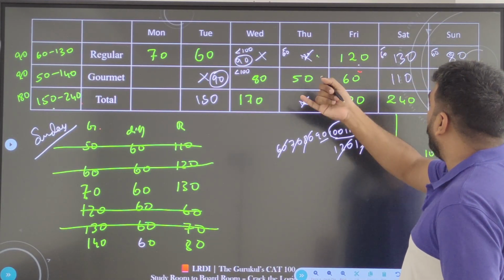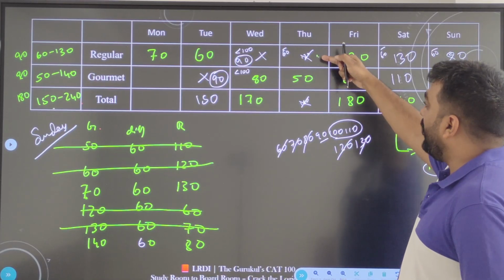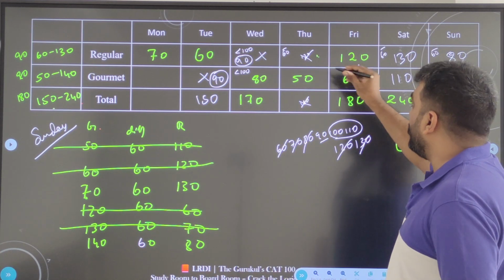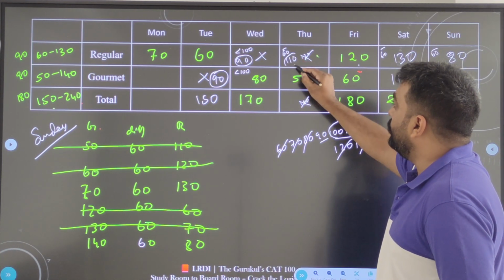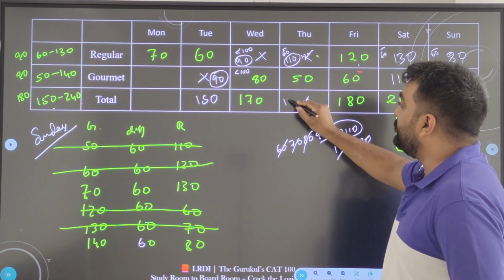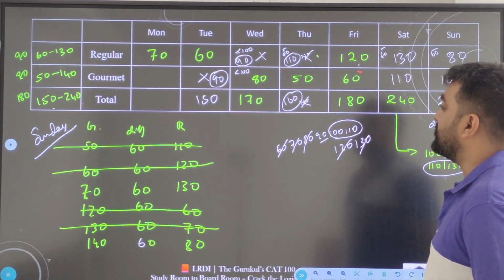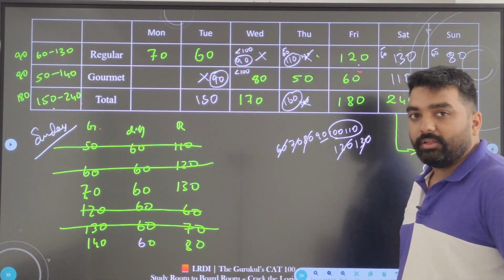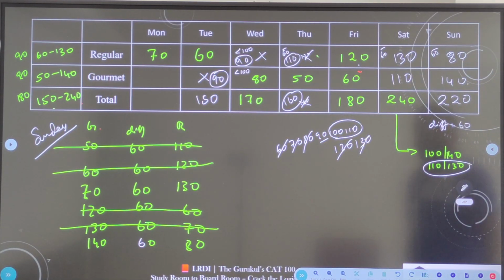Here I can have either 100 or 110. If I have 100 plus 50, this is 150 already. So 100 cannot come. This value should be 110. 110 plus 50, which will be 160. Then 180 is the median, less than median, three values are there. Perfect. Next, what will happen?